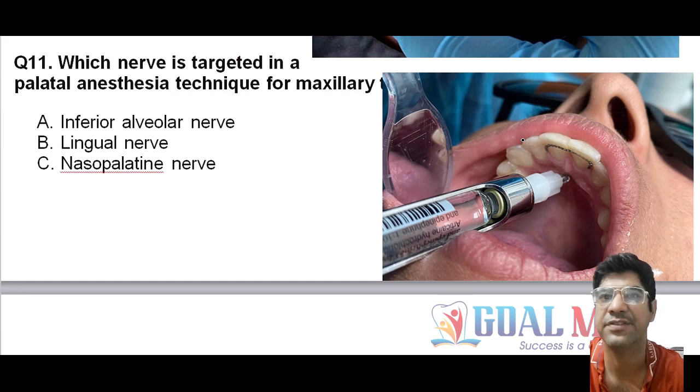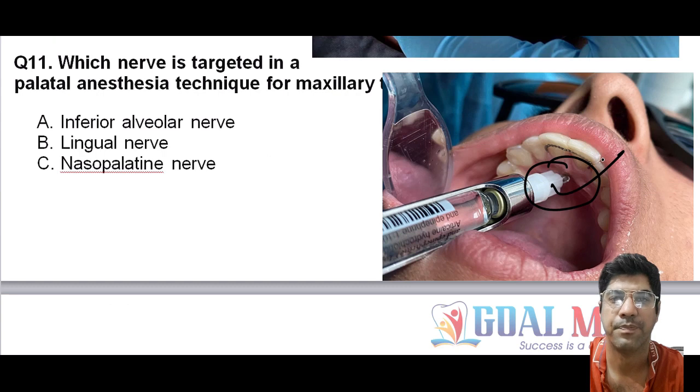Which nerve is anesthetized in the palatal anesthesia technique for maxillary teeth? The answer is the nasopalatine nerve. The palatal anesthesia technique primarily targets the nasopalatine nerve, which provides sensory innervation to the anterior part of the hard palate.